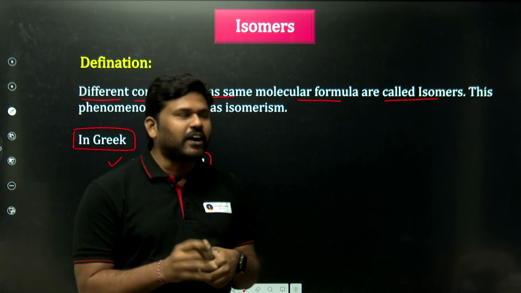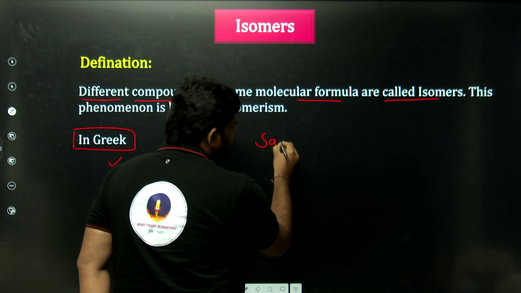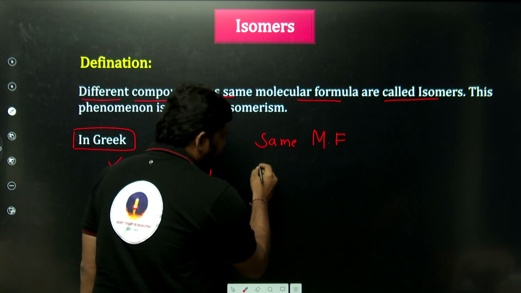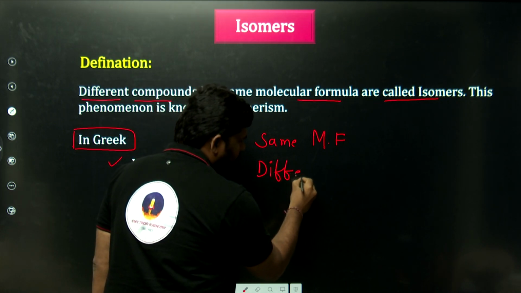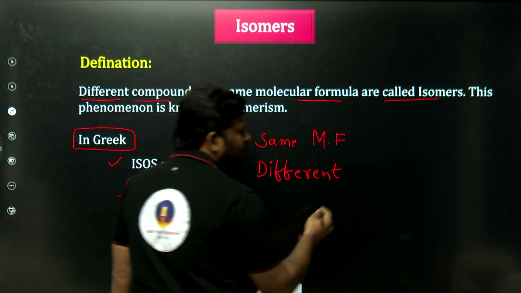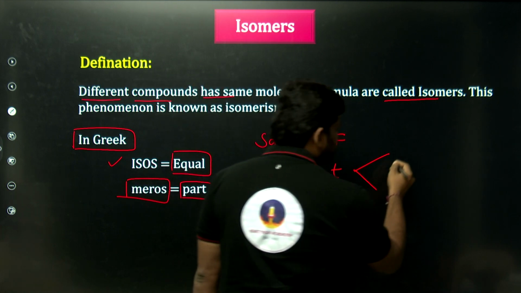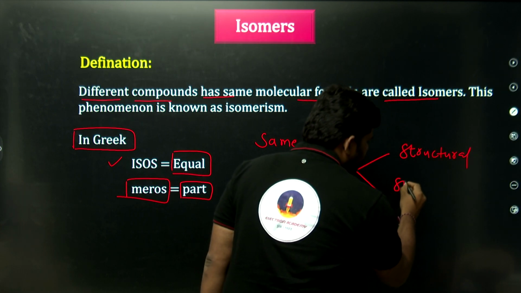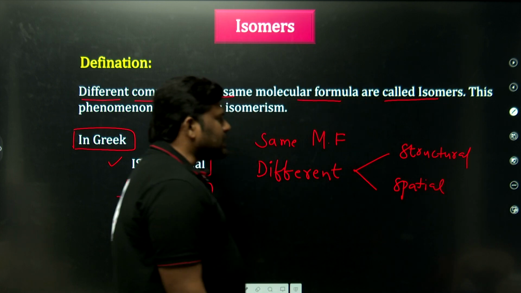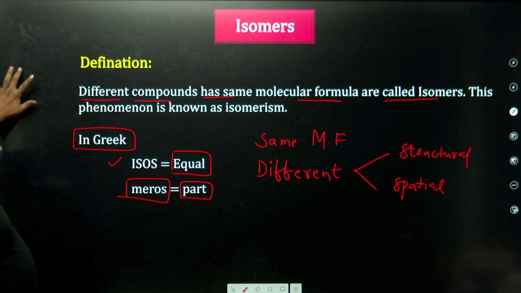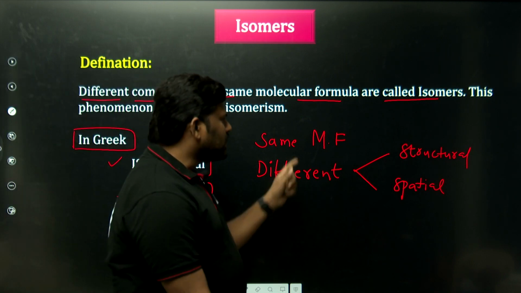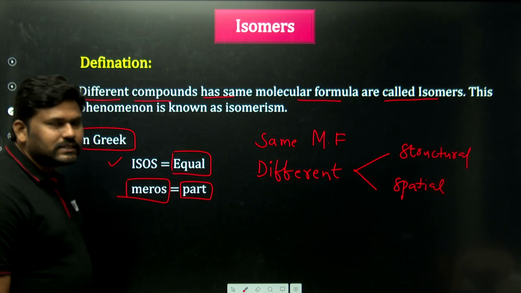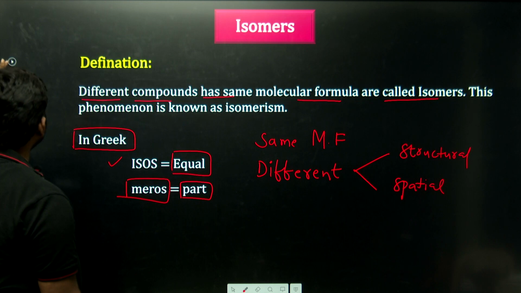Isomers have the same molecular formula, MF for short, but are different in structure or spatial, 3-dimensional arrangement. This phenomenon is called isomerism. Sir, what is an isomer? Same molecular formula but different in arrangement, maybe structural or maybe spatial arrangement. These are called isomers. Isomer is a Greek word, isos and meros, right.